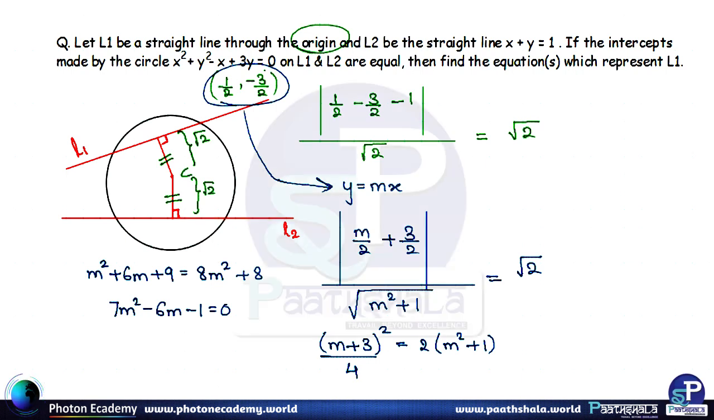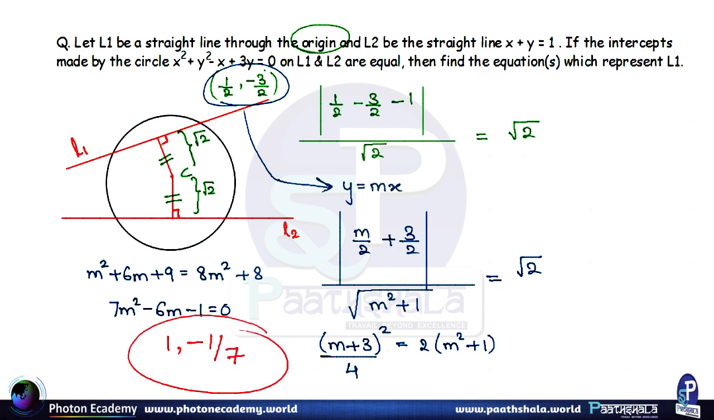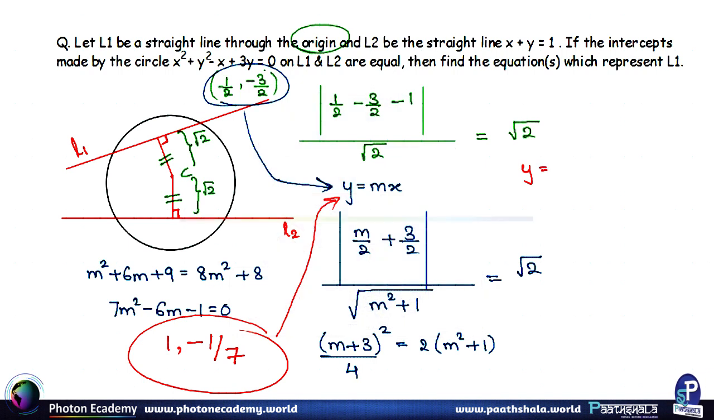So the roots of this equation are 1 and minus 1 by 7. So these are the values of m. Substituting these values in this equation, we will have y = x as one equation and y plus 1/7 x = 0 as the second equation.